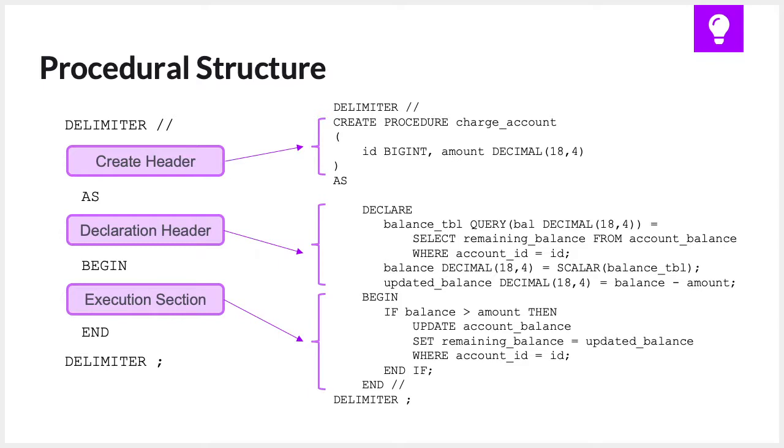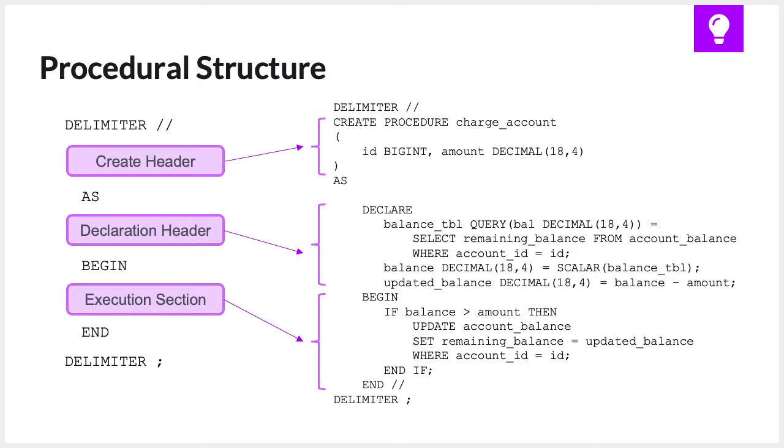The create header section is similar to how you might define a function or method in a programmatic language. You'll need to provide a name, the more specific the better, and you also define what parameters this function will receive. In this example on the right, we've defined a stored procedure that will receive an ID and an amount, and will reduce the amount from this user's balance. The create header is also where we would define what our function would return, but in this case, we won't be returning anything. Then we have the declaration header.